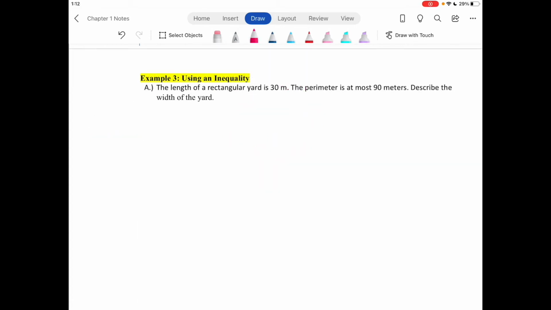Let's take a look at how we can write and use an inequality. The length of a rectangular yard is 30 meters. So let's start off by drawing what we have. We know we have some kind of a yard, it's in the shape of a rectangle, and the length portion is 30 meters. The perimeter is at most 90 meters. Here we have that keyword at most again. That tells us this is our maximum amount, and that means our inequality symbol is going to have to be less than or equal to.